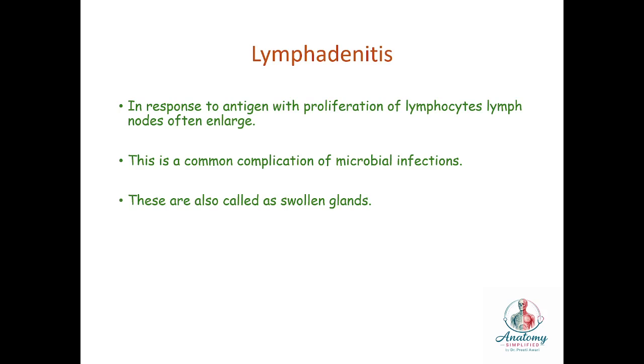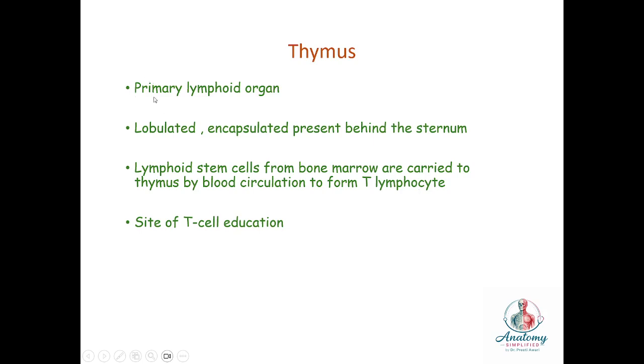So we are done with the microscopic structure of the lymph node. Now we'll see the microscopic structure of the thymus. It is a primary lymphoid organ, lobulated, encapsulated, present behind the sternum. Lymphoid stem cells from bone marrow are carried to the thymus by blood circulation to form T lymphocytes. After the formation of T lymphocytes, they are educated in the thymus.